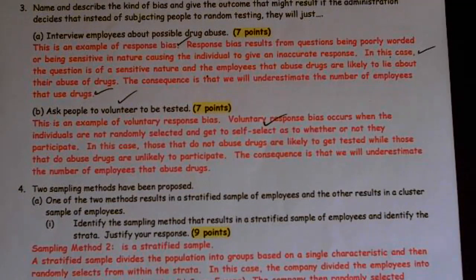In this case, those that do not use drugs are likely to get tested. Why? Because they feel confident that they're not going to be found having used drugs and won't get in trouble. So in this case, those that do not abuse drugs are likely to get tested, while those that do abuse drugs are unlikely to get tested.